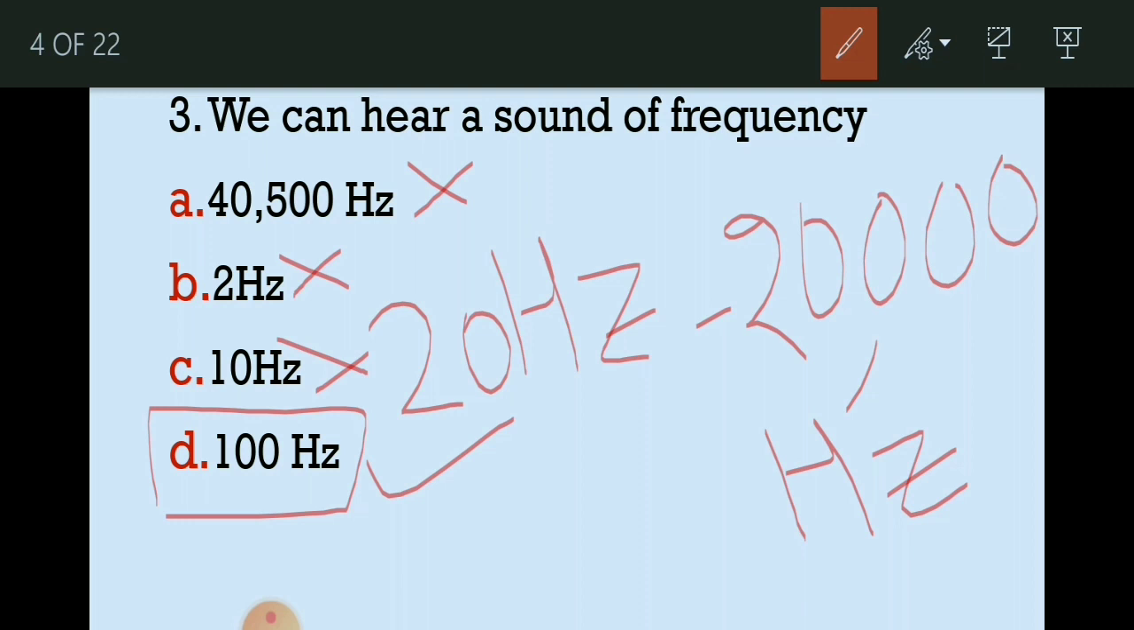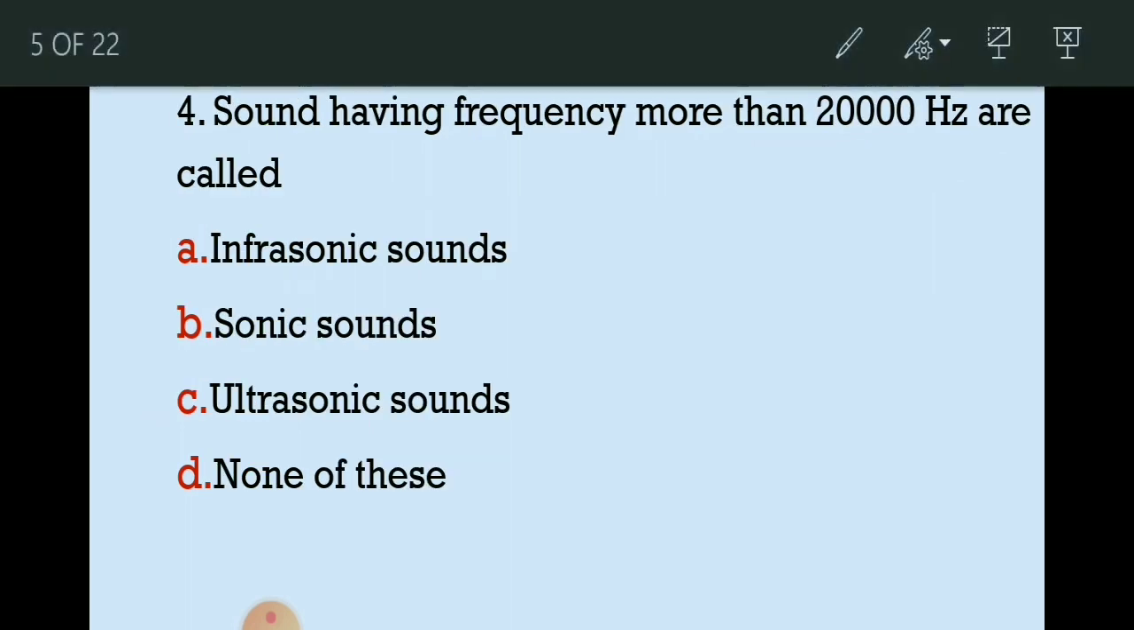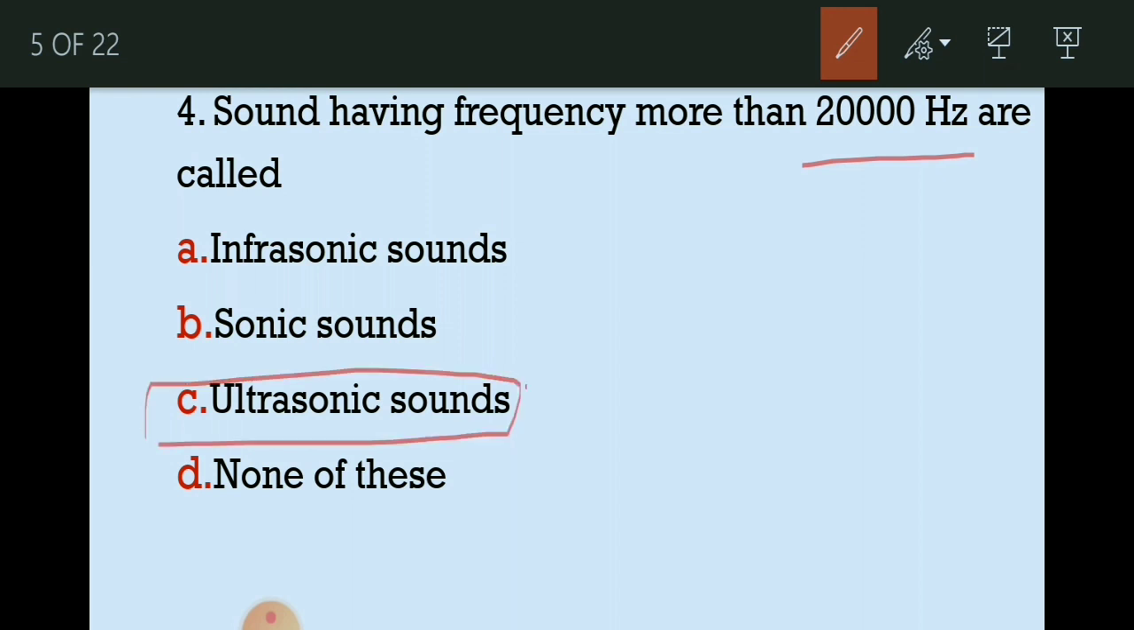So we can easily hear this 100 hertz sound. Okay, so let's move on to the next question. The next question is, sound having frequency more than 20,000 hertz are called. Just now I have discussed that the sound which are above 20,000 hertz, then they are known as ultrasonic sound. So this will be the right option.